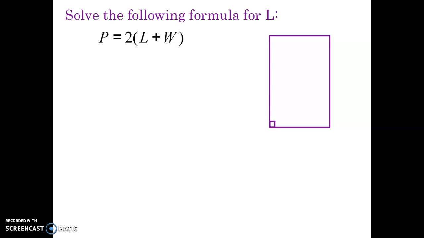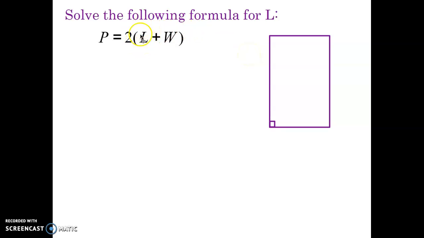Okay, let's look at this one. So here I have the formula P equals 2 times L plus W. Well, that's the formula for the perimeter of a rectangle. Sometimes all the sides in a rectangle are the same, sometimes they're not, but we do know that the sides opposite each other are the same length. So if I add up the length of this one and then multiply by 2, I automatically get these two, and that gives me the whole perimeter.